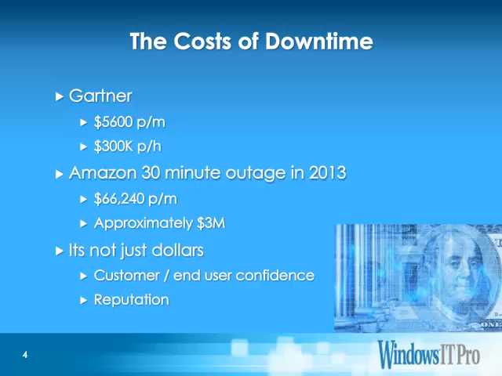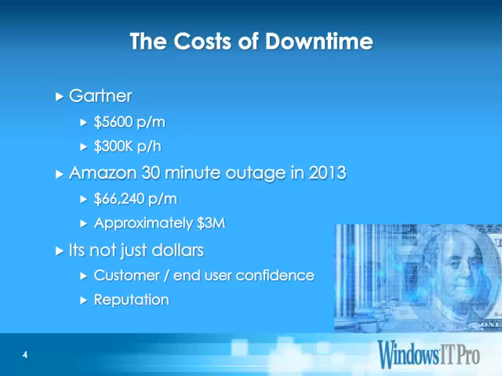Gartner did a study on downtime, averaged across all businesses, so this may or may not represent your particular case. But they saw that for most businesses, every minute of downtime costs $5,600, whereas an hour of downtime could cost $300,000 plus. So you can see that downtime can be very expensive. In your particular case, it may be less, it may be more.